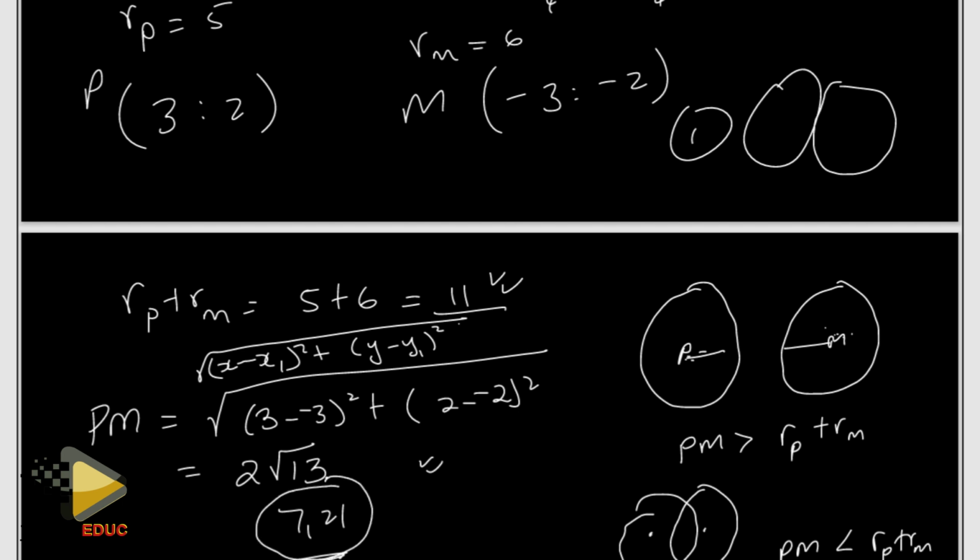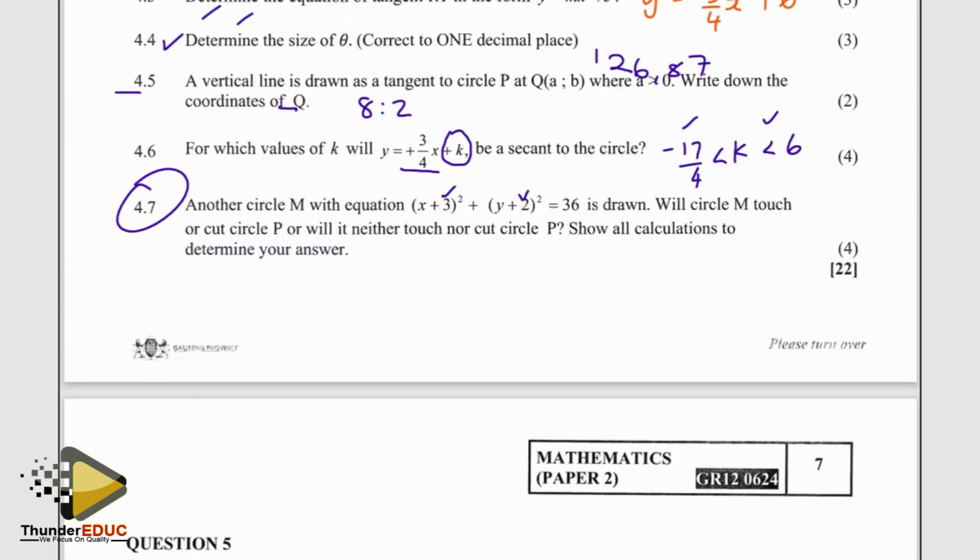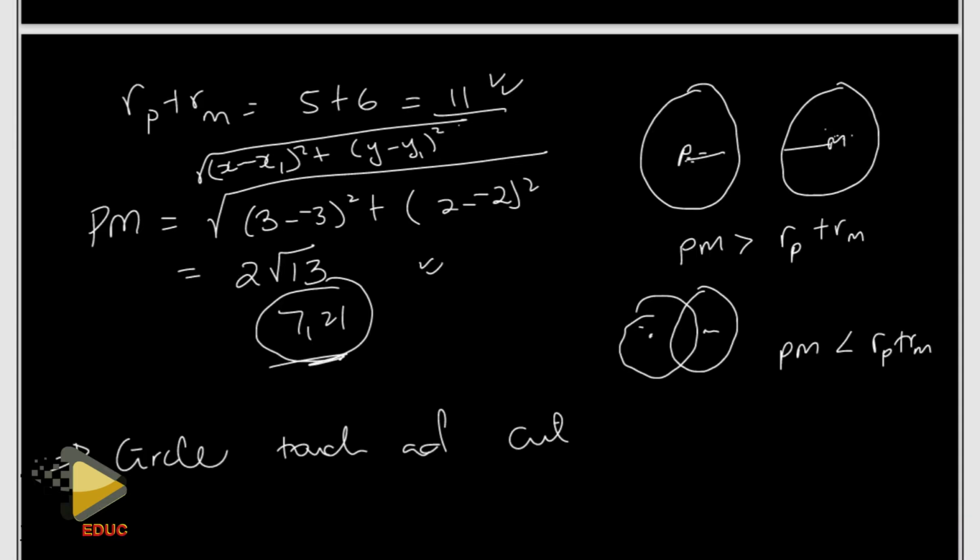Okay, so our PM is smaller compared to the total distance. So what's going to happen? We're going to draw a conclusion and say that the circles do touch. What were the options? They must be cutting. The circles touch or cut. Or will it neither touch nor cut? So it will touch or cut. Touch and cut, because they are cutting there at 2 points.